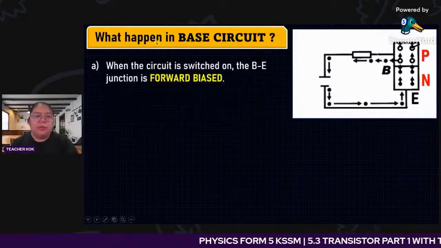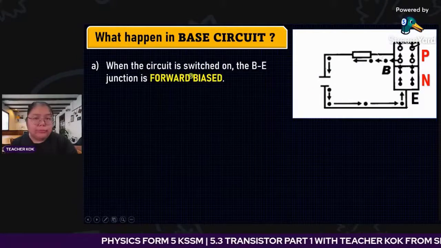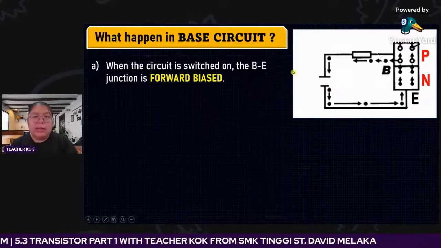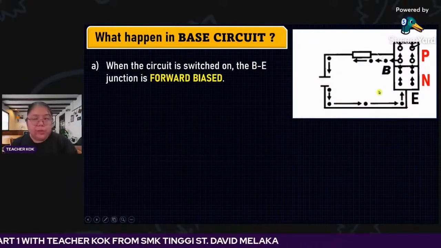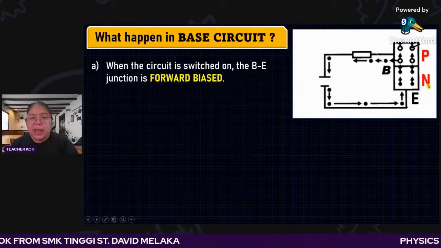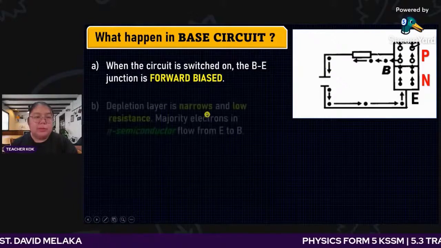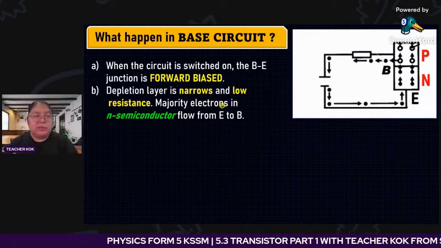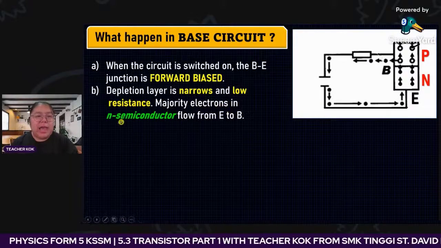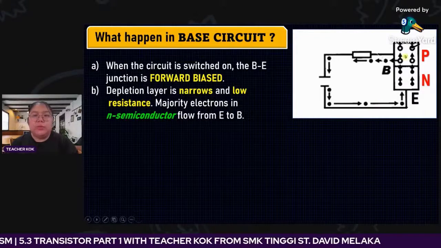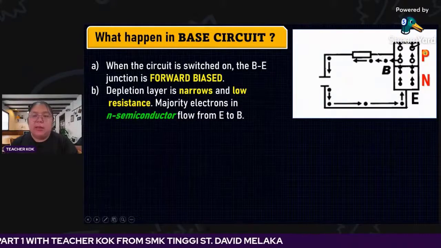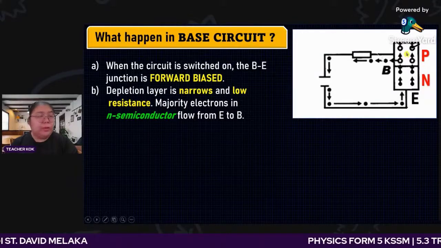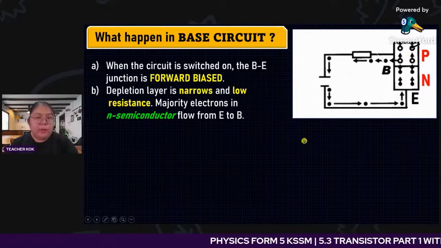Okay, first, when the circuit is switched on, this switch is on. The BE junction is forward biased. This one is P, this one is N, so the current can start to flow. So from here, what happens to the depletion layer? It becomes narrow with low resistance. Majority electrons in the N semiconductor flow from E to B, because E is N and B is P. So the negative electrons go to fill in the holes.